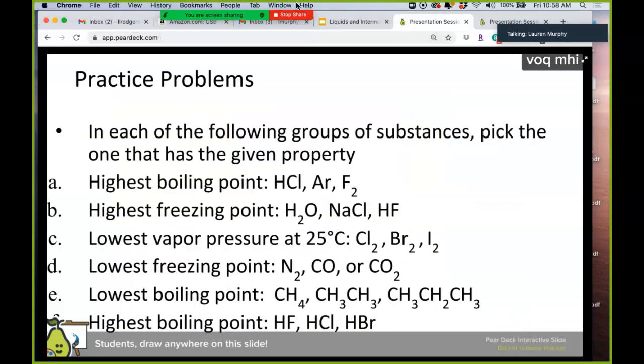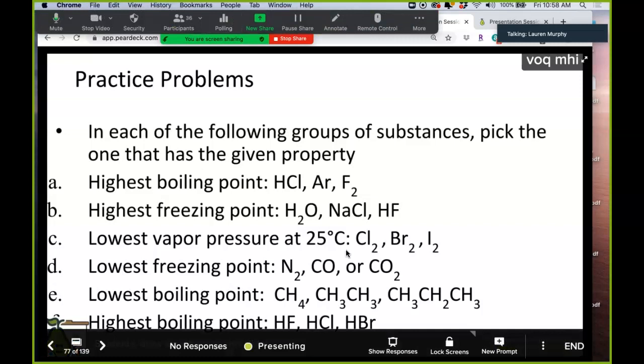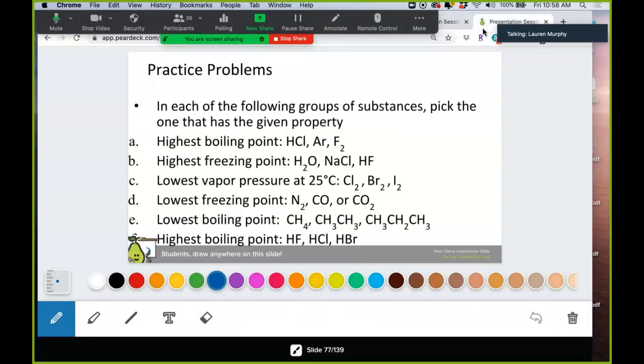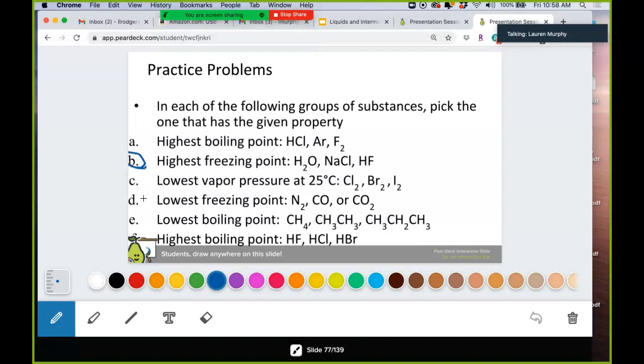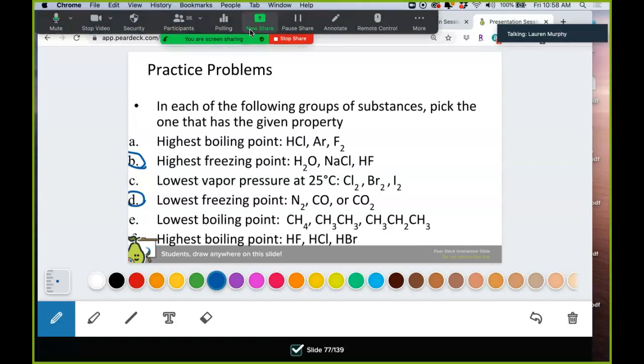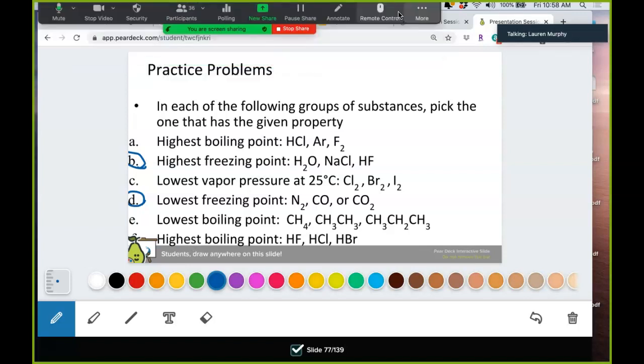So I would like to take a moment and have you do these practice problems. However, I would like you for a brief moment to skip B and D, and we'll talk about those separately. So please work on A, C, E, F. I'll give you a couple minutes to answer the questions.